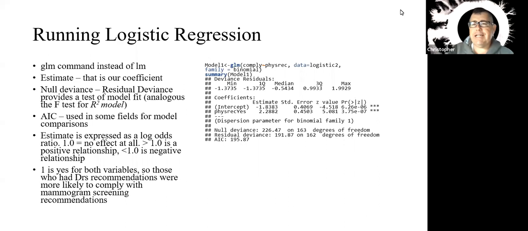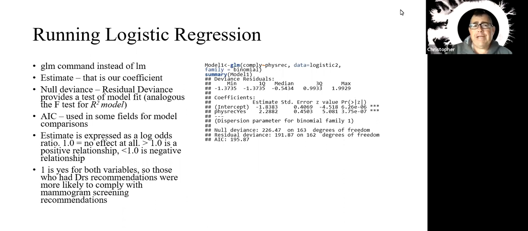The null deviance is a measure of how well we're predicting the outcome compliance without any predictors in the model, and that's sometimes called an intercept-only model. The idea is that we can get a kind of a baseline of how good we could predict everybody, even if we didn't know anything about physician's recommendation. The residual deviance gets at how well we can predict once we've added that predictor variable, how well we're predicting once we've added physician's recommendation.